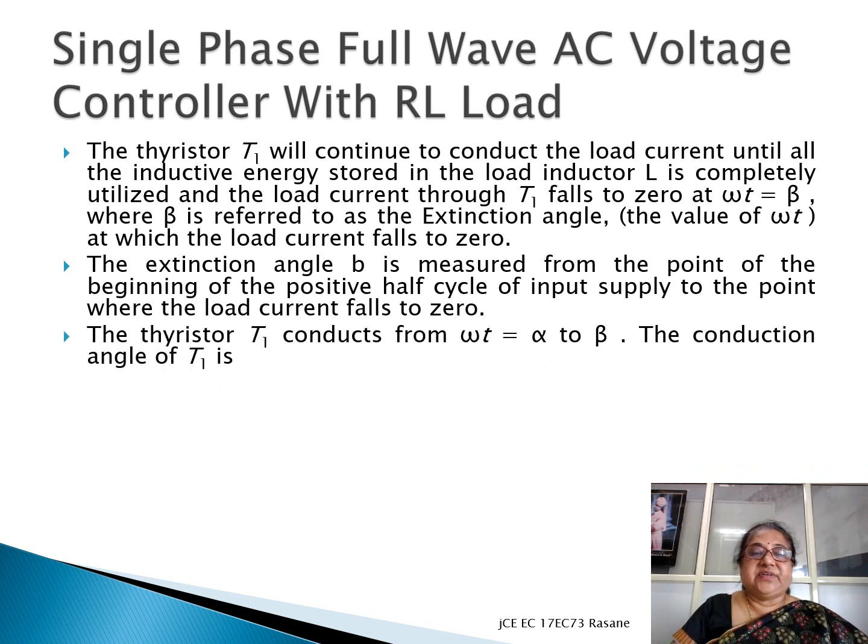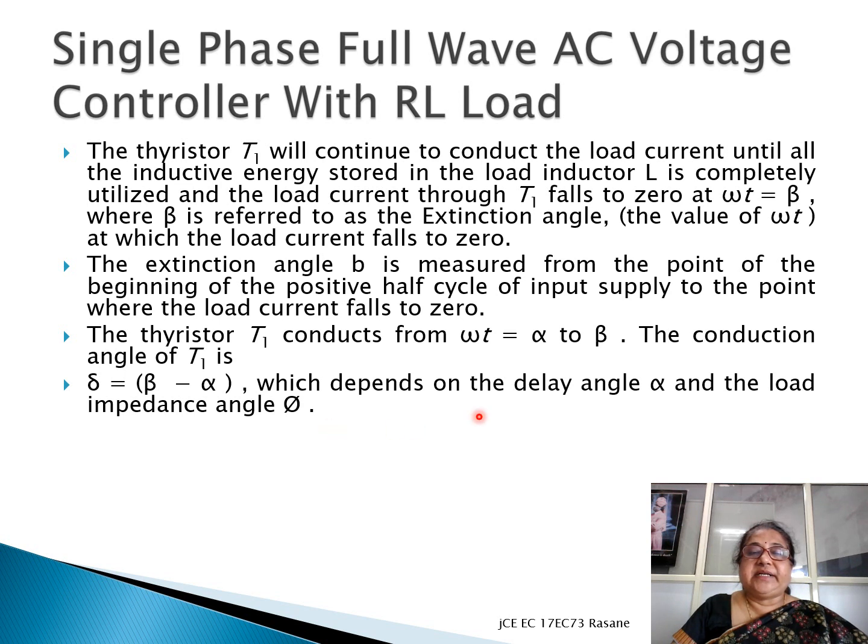The thyristor T1 conducts from omega t equal to alpha to beta. The conduction angle of T1, which we can call delta, is equal to beta minus alpha, which depends on the delay angle alpha and the load impedance angle phi. So this conduction angle is nothing but the difference beta minus alpha. Alpha is the triggering point and beta is the point at which the current becomes 0.